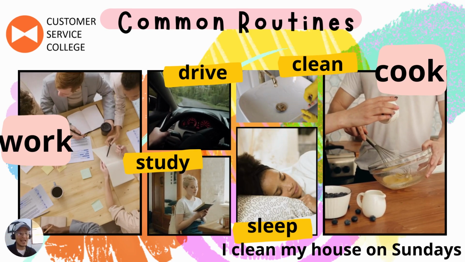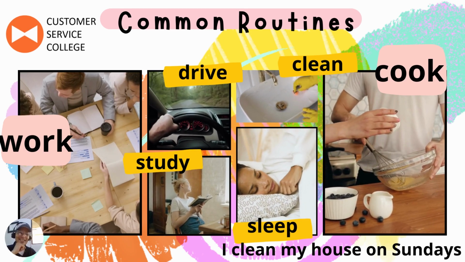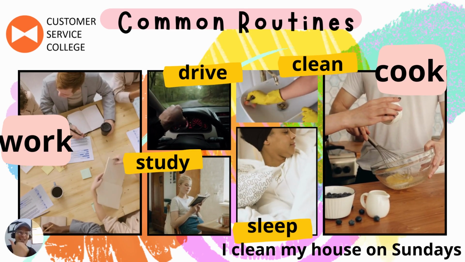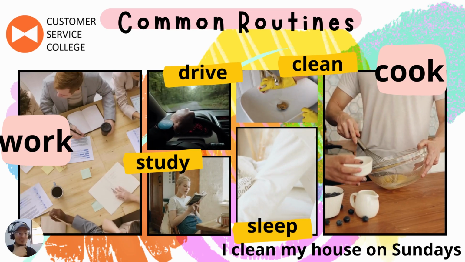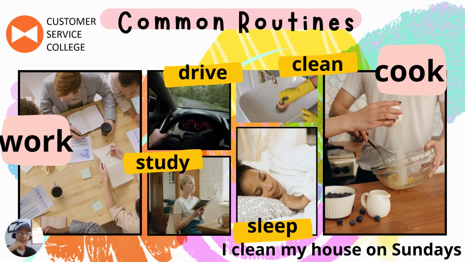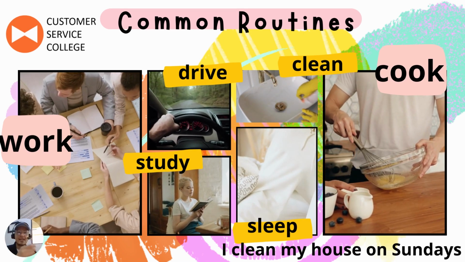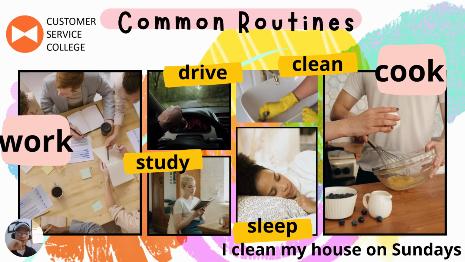And as you can see here, you have another example. I clean my house on Sundays. What would be the negative sentence? Of course, I don't clean my house on Sundays. So remember what we said about third person verbs? Well, in third person, he, she, and it, we have a special conjugation to the verb.